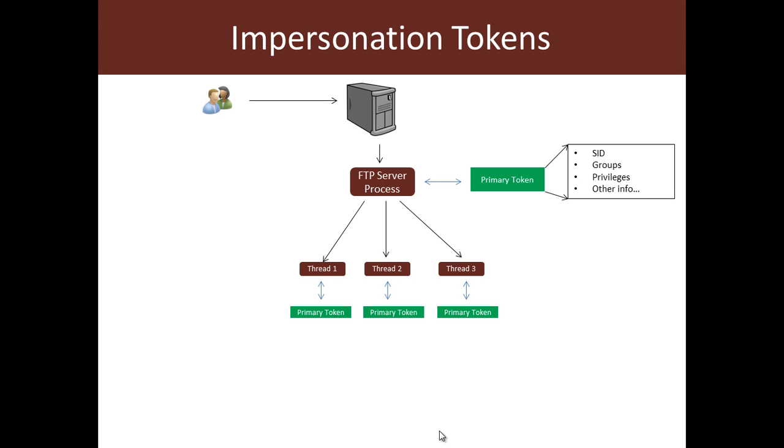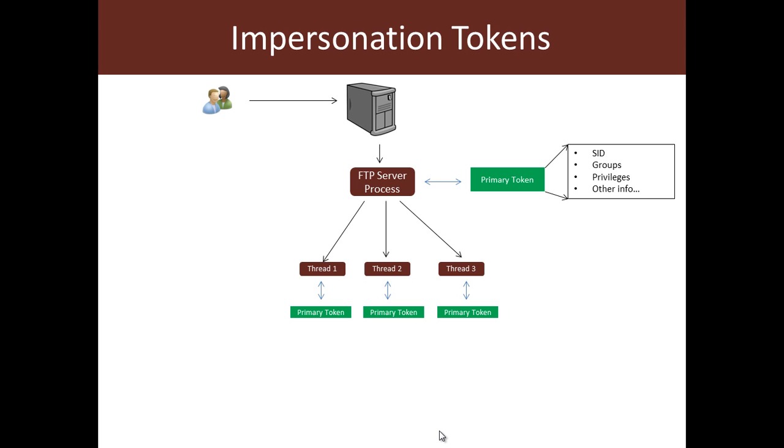Very simply, think about this case: there is an FTP server process running on a system. This server process would have a primary token associated with it based on which user started the FTP server process. This could be the system account, the network service account, or any other account which the admin might have set up. Each one of the threads of the FTP server process, let's say, is being used to serve an individual client who connects remotely to the server. As in the previous slide, each one of these threads also possesses the primary token of the FTP server process.